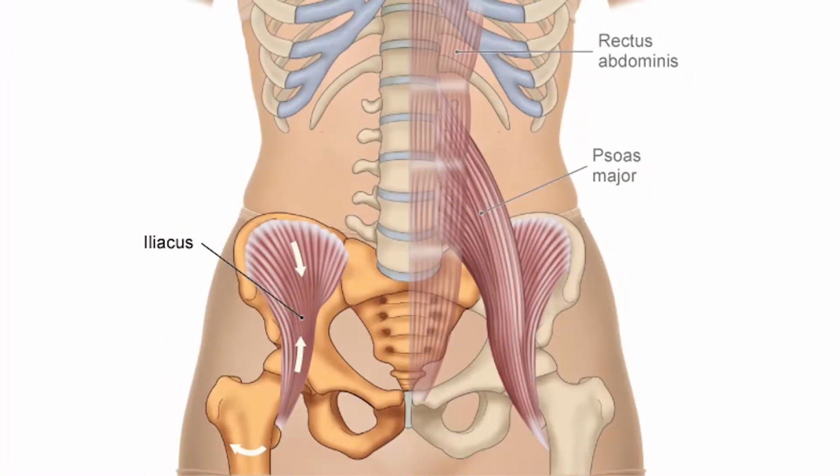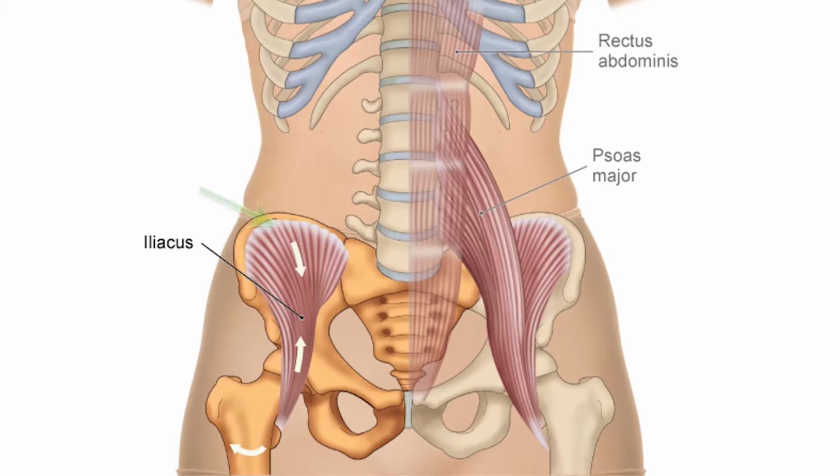Here we have an anterior view of the iliacus. On the right side, we see it alone. On the left side, we see it along with the psoas major. When the iliacus and psoas major are considered together, very often they are grouped together as the iliopsoas muscle.